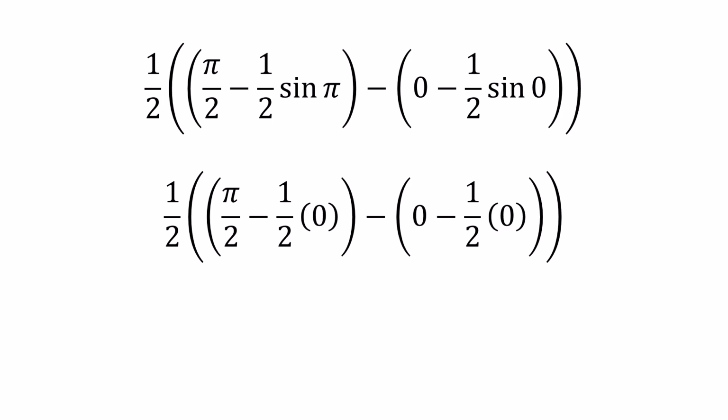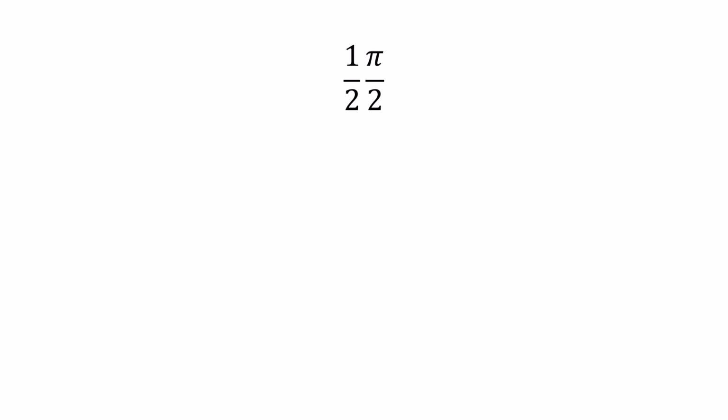Subtracting, we obtain 1/2 times pi over 2. Multiplying, we arrive at a final answer of pi over 4.